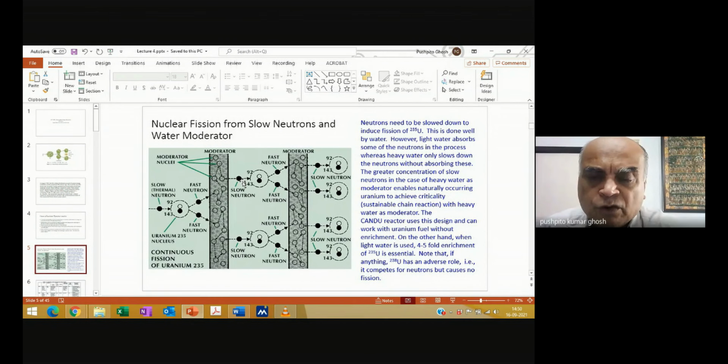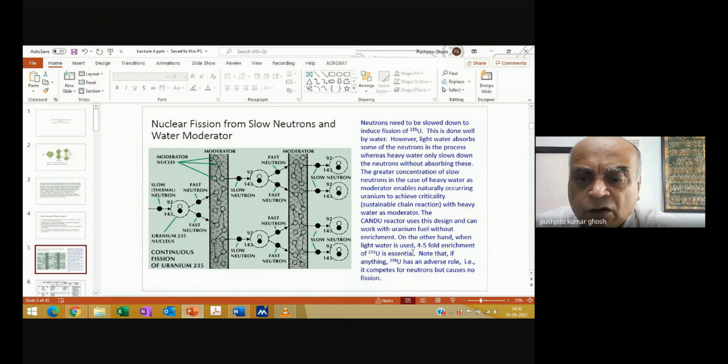And so what happens is that I don't need to enrich the uranium. In the regular water, boiling water reactors, I need to enrich uranium from something like 0.7% by weight to about 3 to 5% by weight. But if I were to use a deuterated water, then I don't need to do it because there's no loss of neutron. Okay, so I'll just quickly read out what is written here.